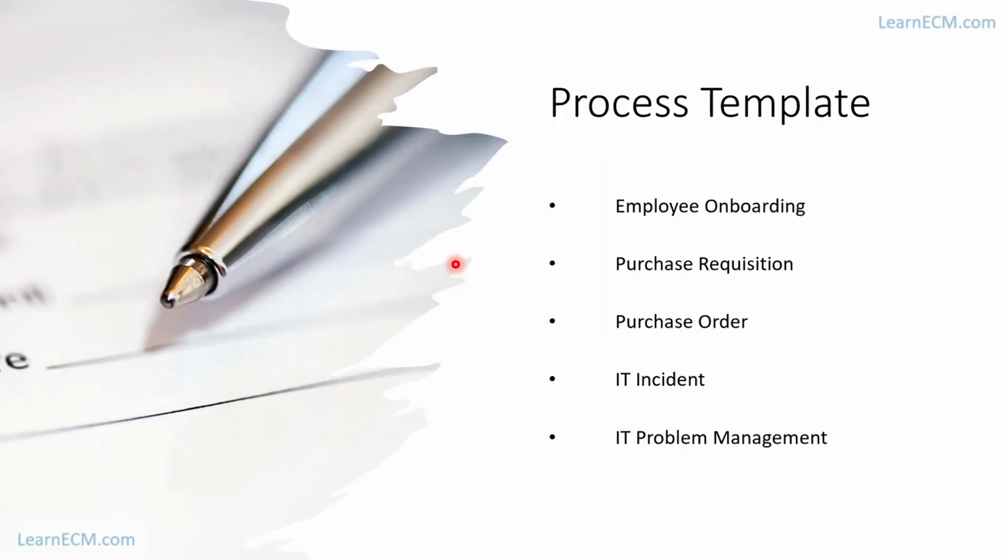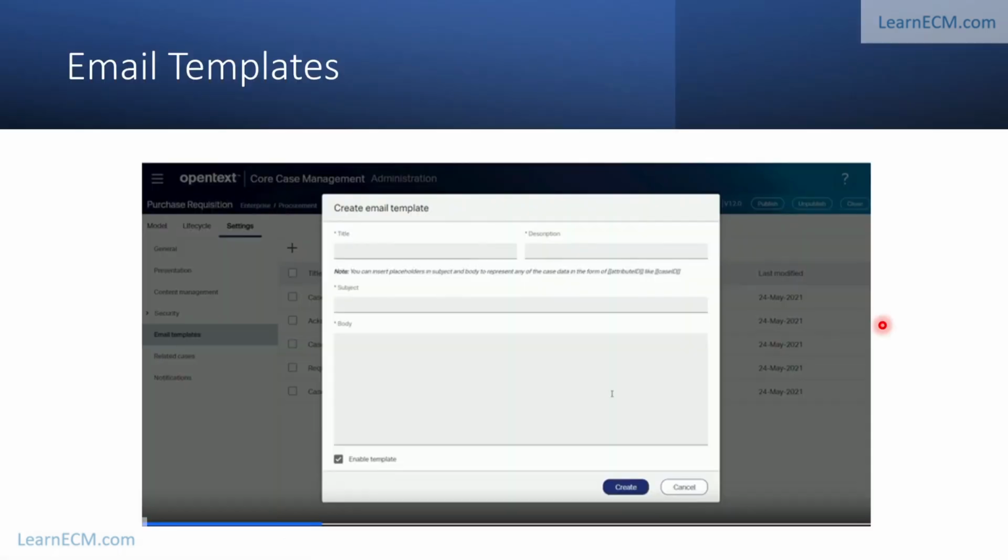Now, case management by OpenText comes with predefined process templates. For example, we have employee onboarding already defined as a template. We also have purchase requisition, purchase order, IT incident, and IT problem management. So we can use these templates as is if they fit our business requirement, or we can edit them to fit our requirement.